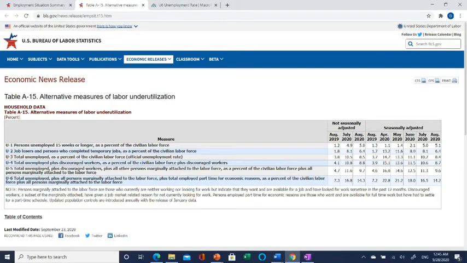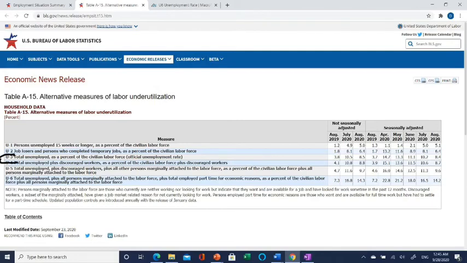In fact, if we go to the BLS website, we see that the Bureau of Labor Statistics actually calculates the unemployment rate using different criteria. The official unemployment rate is called U3 unemployment.